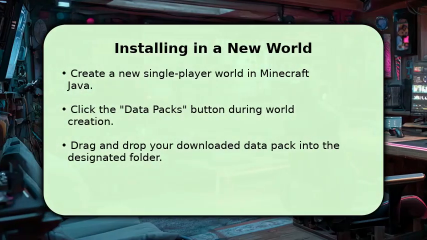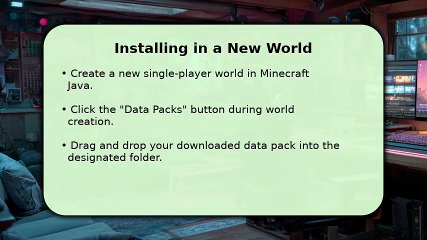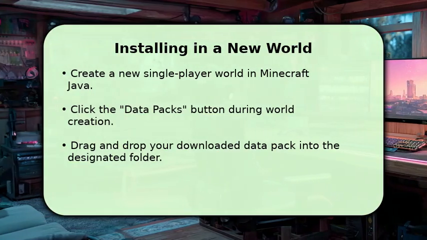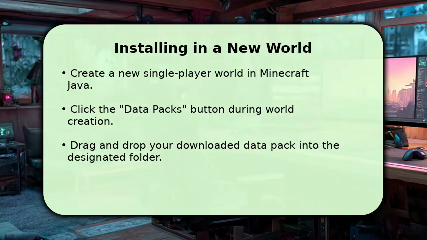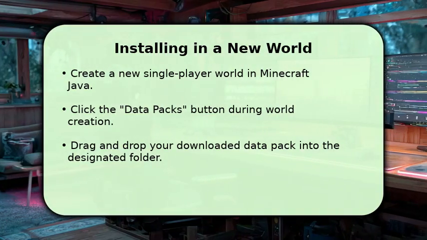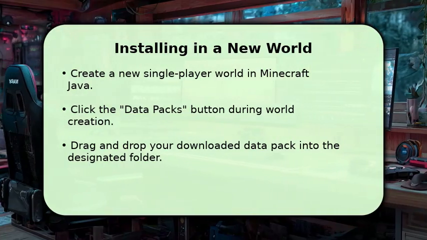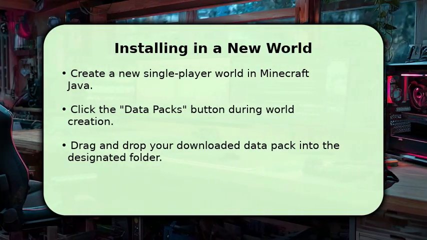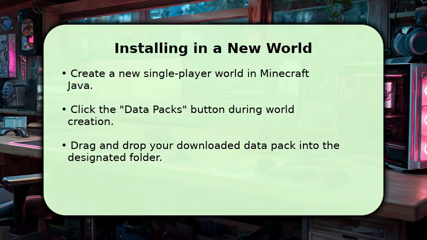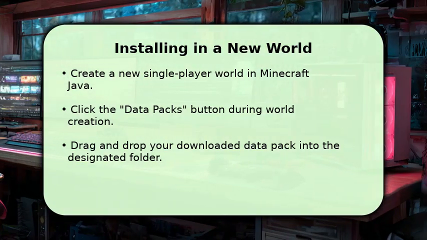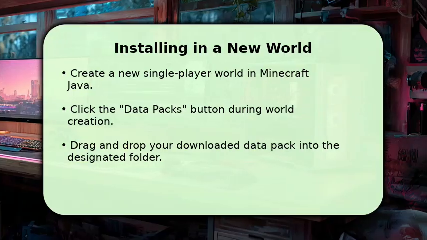Installing a data pack in a brand new world is quite straightforward. When creating a new single-player world, click on the Data Packs button. This will open a folder where you can drag and drop your downloaded data pack file. Once it appears in the Available section, simply click the arrow to move it to Selected. Confirm your choices, and then create your new world with the data pack active.